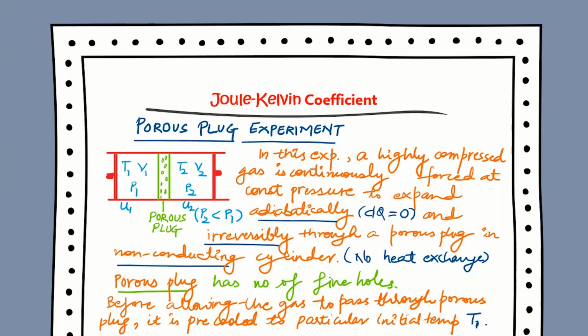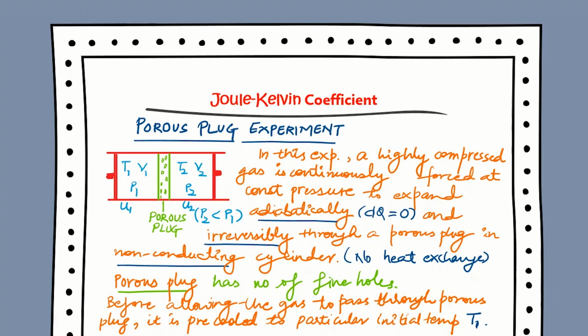So let's start the Joule-Kelvin coefficient topic. So this all started with a porous plug experiment. In this experiment, a highly compressed gas is continuously forced at constant pressure. P1 is greater than P2. A highly compressed gas is continuously forced at constant pressure to expand adiabatically. The cylinder is isolated from the surroundings, so the heat exchange is zero.